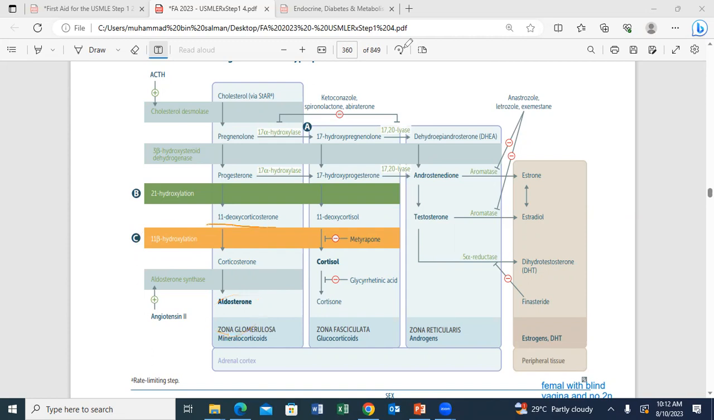11 deoxycorticosterone also possesses some mineralocorticoid activities. So one thing is for sure, either it is 21 hydroxylase deficiency, or 11 beta hydroxylase deficiency, or 17 hydroxylase deficiency, in all the situations, there will be deficiency of cortisol. So deficiency of cortisol remains constant. This is not going to help you in differentiating between all three deficiencies.